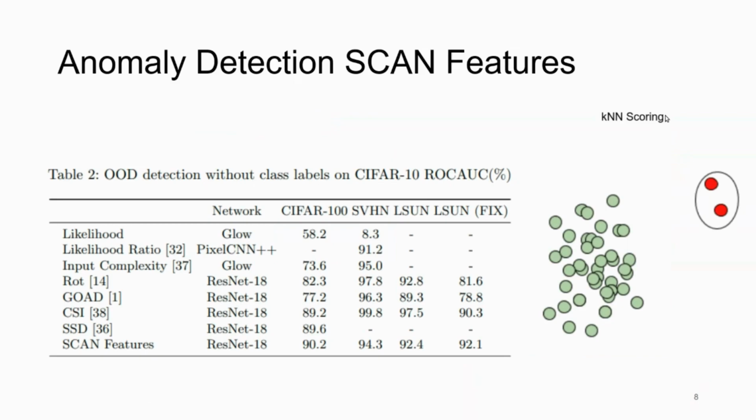And the first thing that we found that was quite surprising is that using the scanned features on their own already gives very strong results, even state-of-the-art, or on par on some datasets. So we just took the features from the last stage of the SCAN method, and we used KNN scoring or density estimation.